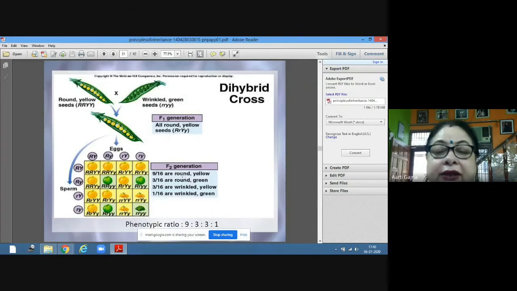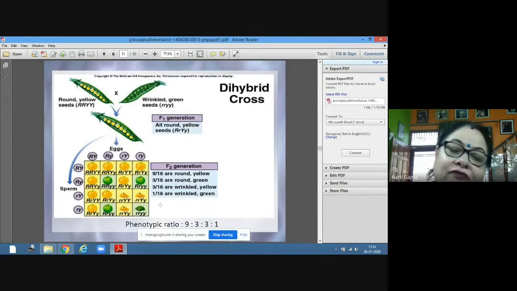These are 9 and these are 3. 9 plus 3, 12. And how many wrinkled are there? 3 and 1, 4. So what is the ratio? 3:1. Similarly, if you see the wrinkled and round, yellow and green, yellow is 9 and 3, 12, and green is 3 and 1, 4.